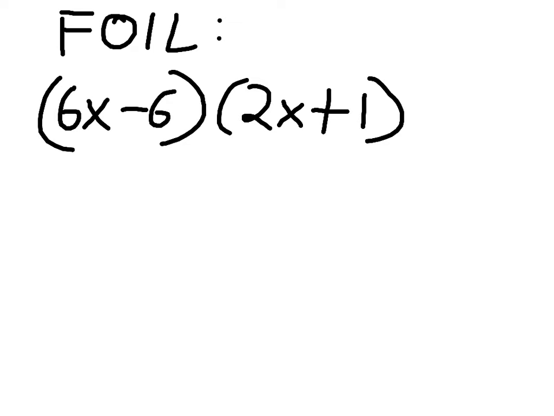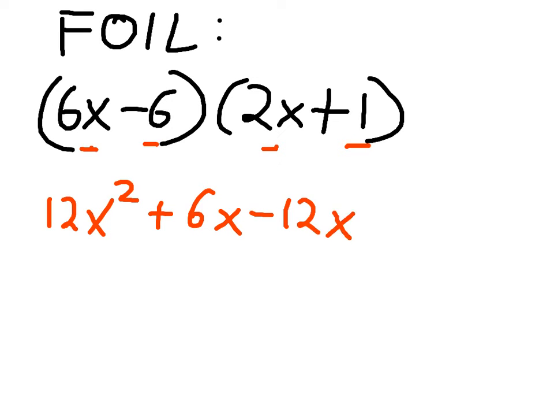So first would be 6x and 2x, which gives you 12x squared. Outside would be 6x and 1, which would give you 6x. Inside would be negative 6 and 2x, which gives you negative 12x. And last would be negative 6 and positive 1, which gives you negative 6.